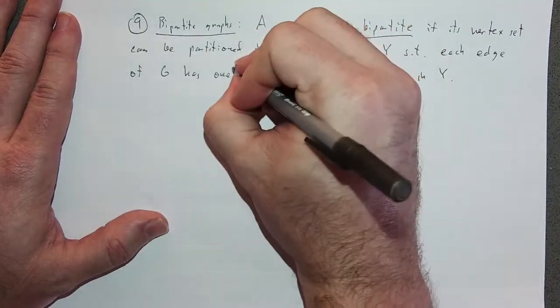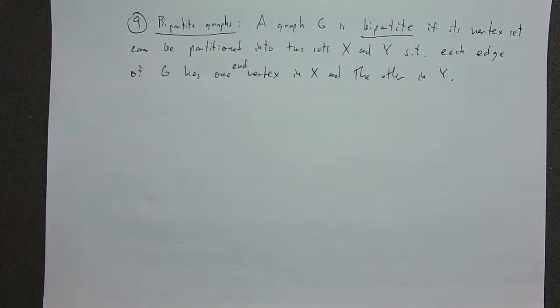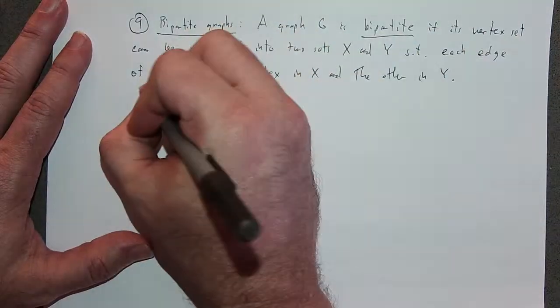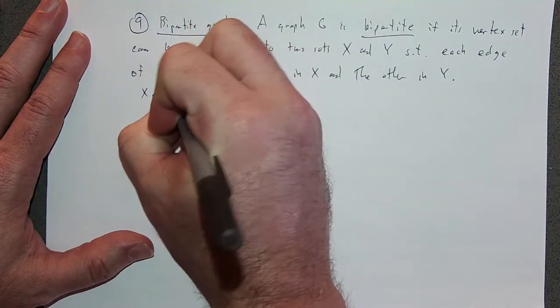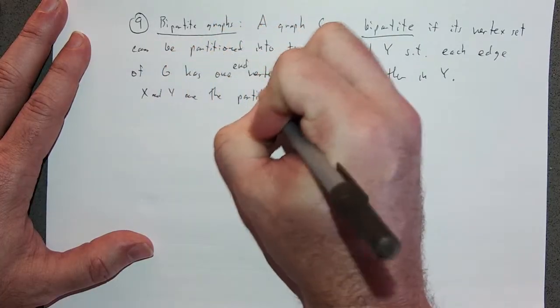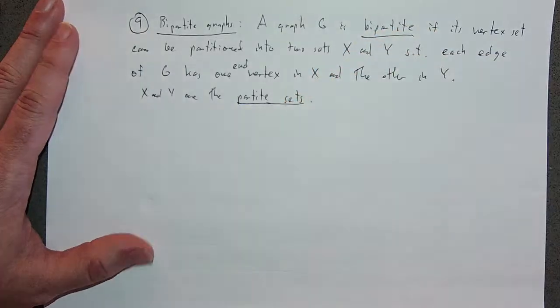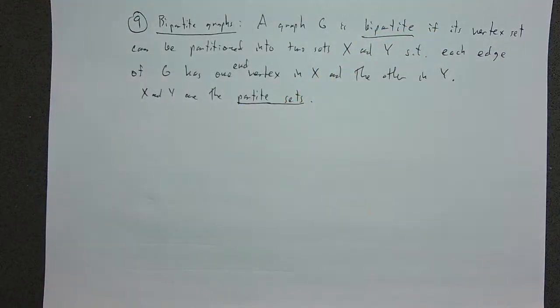I should say one end vertex here. X and Y are called the partite sets. There's 2 of them, hence bipartite. Okay, X and Y are the partite sets. So what are some examples?